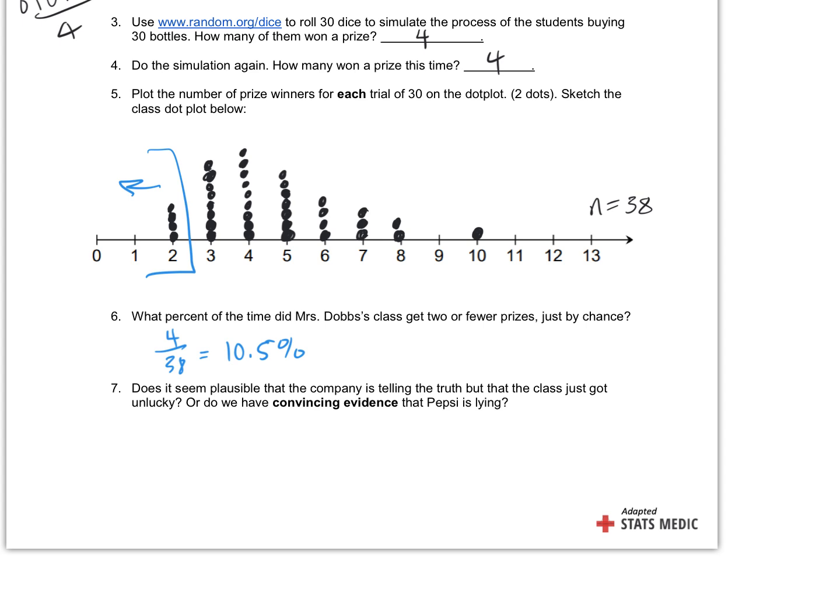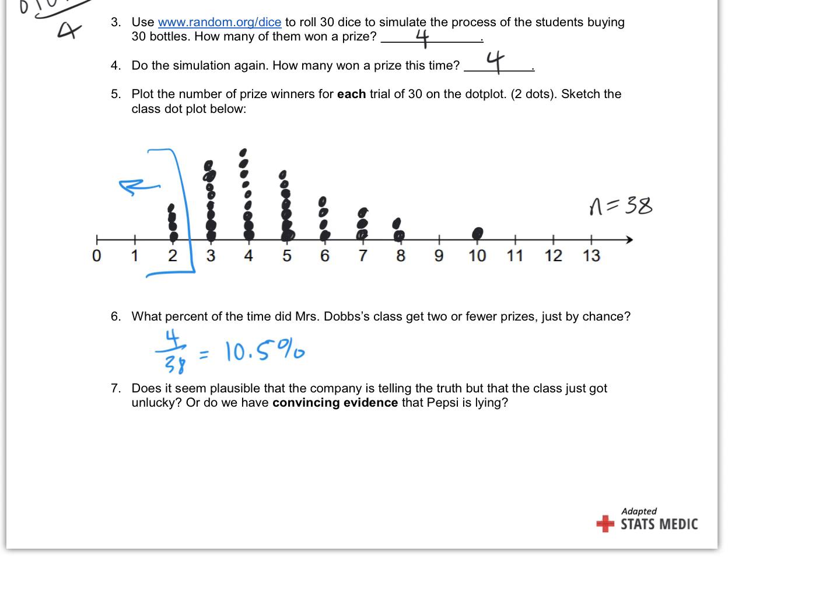So then the question is, does it seem plausible that the company is telling the truth, but the class just got unlucky? Yeah. We just had an unlucky day. Looking at the outcomes, there are outcomes that are greater. So it's not impossible to win, right? Owen proved them wrong, right? It's not impossible. It's just saying that in this simulation, only 10% of the time did we get something lower than 2. Which is not impossible, and it's not that surprising either, right?